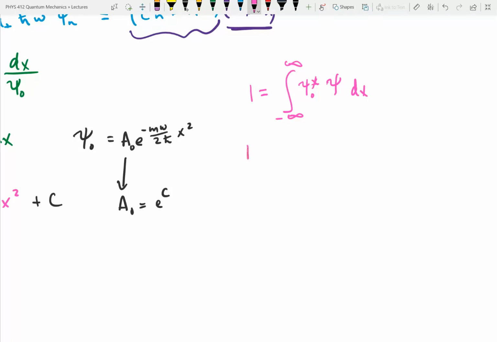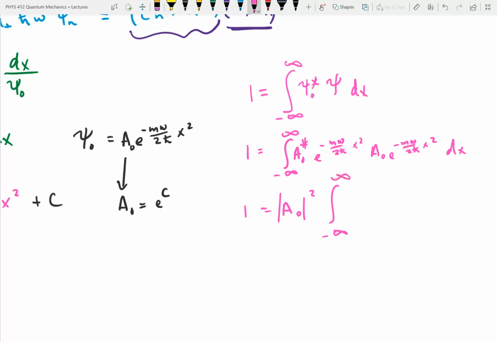Now we'll make the substitution that you were starting to say. A0 star e to the minus m omega over 2h bar x squared times A0 e to the minus m omega over 2h bar x squared dx. That's A0 mod squared, integral from minus infinity to infinity of e to the minus m omega over h bar x squared. Notice it was over 2, but I have this thing squared, so when you add the 2 exponents, the 2 disappears.